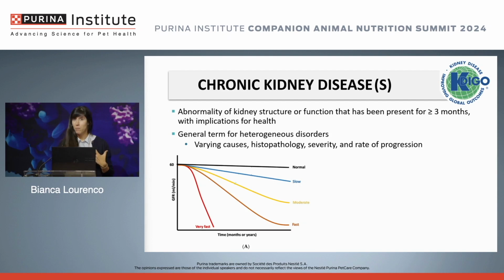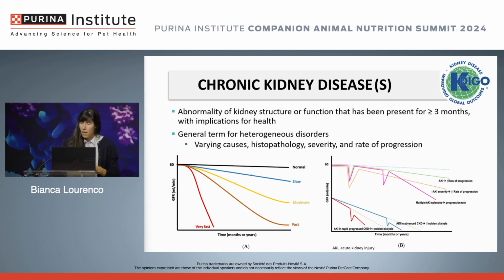So we know that some diseases and some individuals will progress very quickly, and we look at progression based on changes in glomerular filtration rate over time. We also have some individuals that progress a little bit slower, as well as those whose progression is accelerated by intermittent episodes of acute kidney injury. And so what we try to do clinically is to implement strategies that retard that progression of disease.